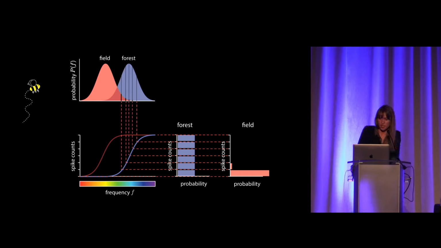All right, so this is a big challenge if we want to think about actually dynamically adapting these detectors. One of the problems that you were asked to think about would be what would happen if the bee were moving between the forest and the field, and how would it infer that it's in one or the other, and how would it use that information to adapt these tuning curves.